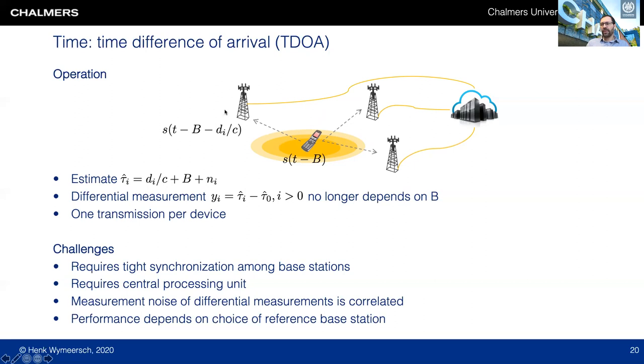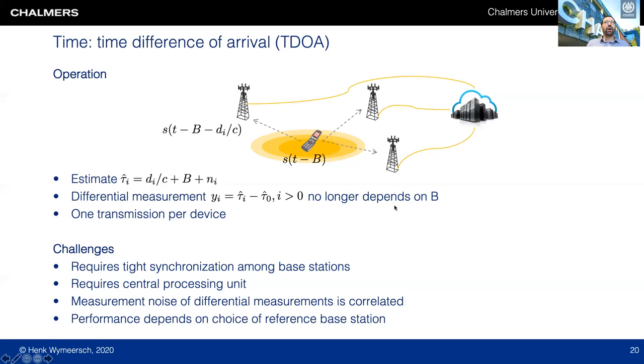But this bias is the clock bias of the user. So what base station i measures, right, is the time of arrival, which is the distance between the user and itself divided by the speed of light, plus the clock bias of the user plus noise. And this clock bias is common among all of these base stations because it's the clock bias of the user. So based on this, I can compute so-called differential measurements or time difference of arrival measurements. I take one of the base stations as a reference, I call this base station zero, and I compute these differential measurements. And these no longer depend on the clock bias.